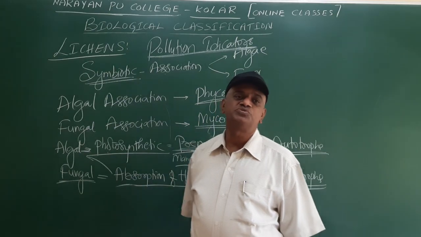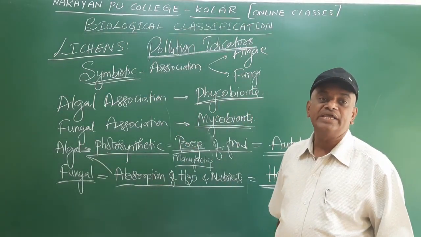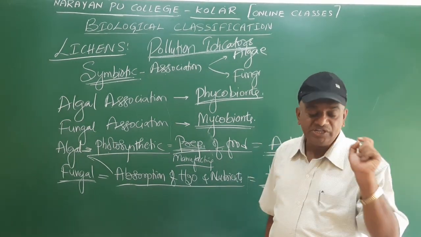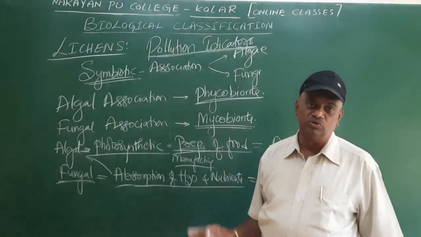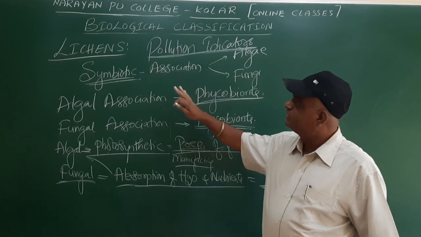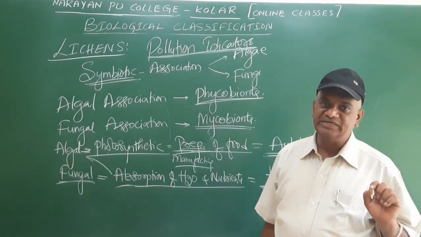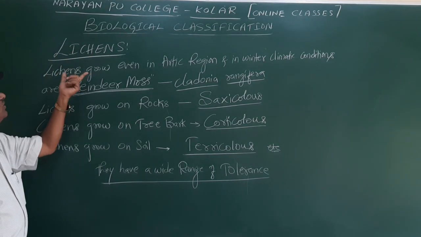Because when there is a presence of lichens growing, that area should be pollution free. When there is pollution, in that area the lichens never grow. So they are always found in pollution free areas. Lichens will grow there, so they are called pollution indicators. So we go for the next one.